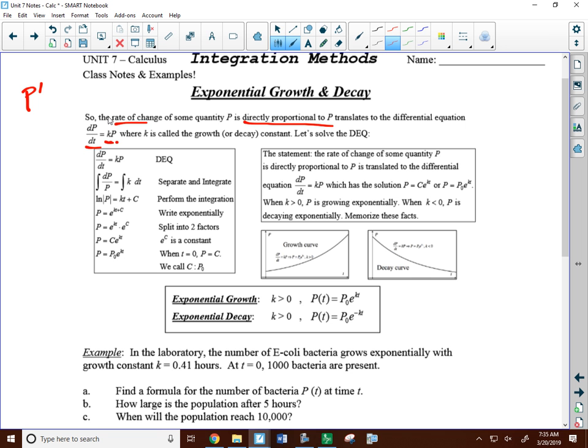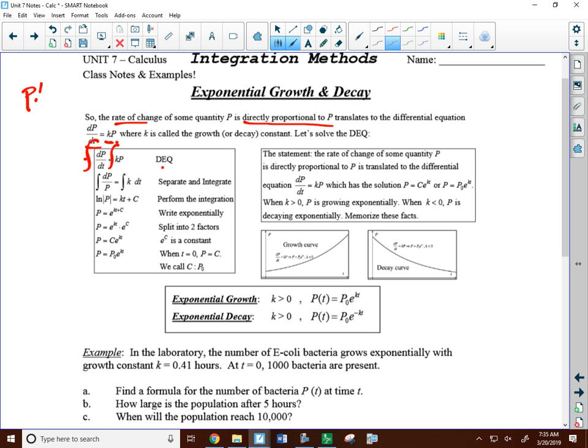We have this equation, and what we're going to do is integrate and solve it for the growth and decay equation. I'm just going to do it over here. It's actually all written out, so I'm just going to explain what they're doing in each step. Here's what we start with. DEQ is differential equation, meaning it has a derivative in it. What they're going to do is integrate both sides.